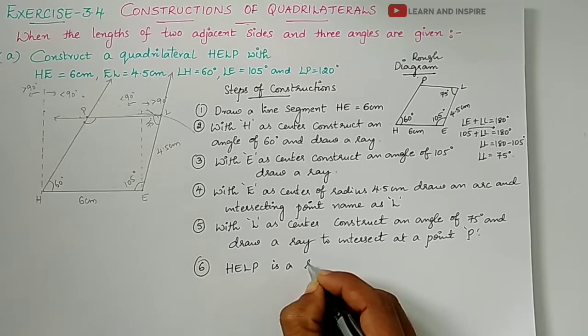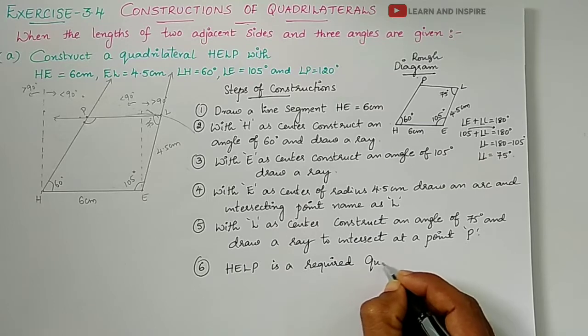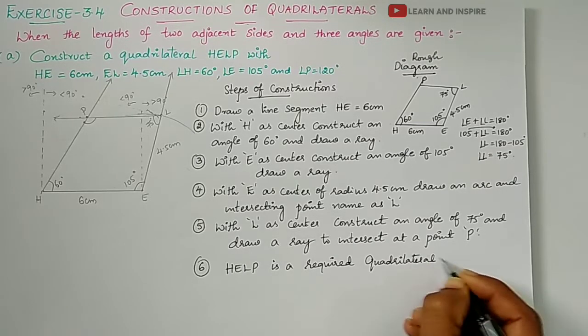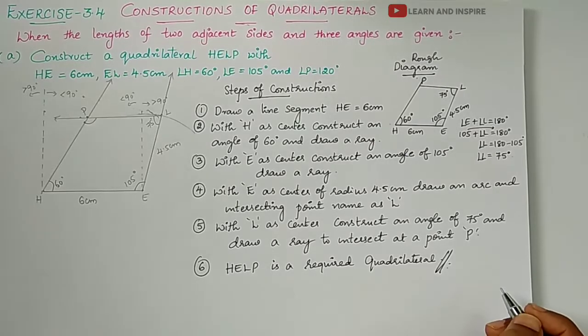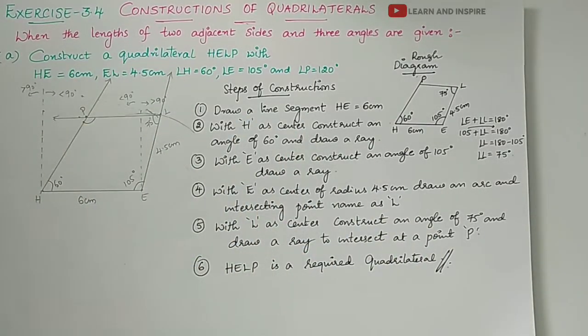is a required quadrilateral. HELP is a required quadrilateral. Understood? So this is question number 1 in exercise 3.4. Now we'll move on to the second question.